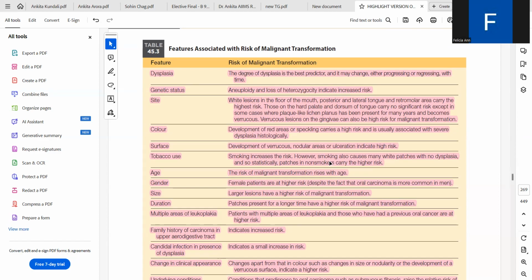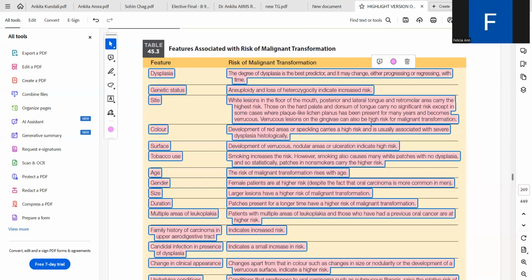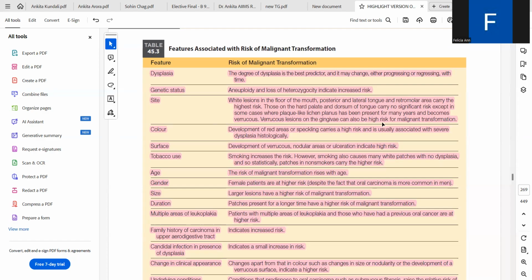Site. White lesions in the floor of the mouth, posterior and lateral tongue, and retromolar area carry the highest risk. Those on the hard palate and dorsum of the tongue carry no significant risk, except in some cases where plaque-like lichen planus has been present for many years and becomes verrucous. So verrucous lesions on the gingiva can also be high risk for malignant transformation. So the riskiest sites are the posterior lateral tongue and retromolar area.